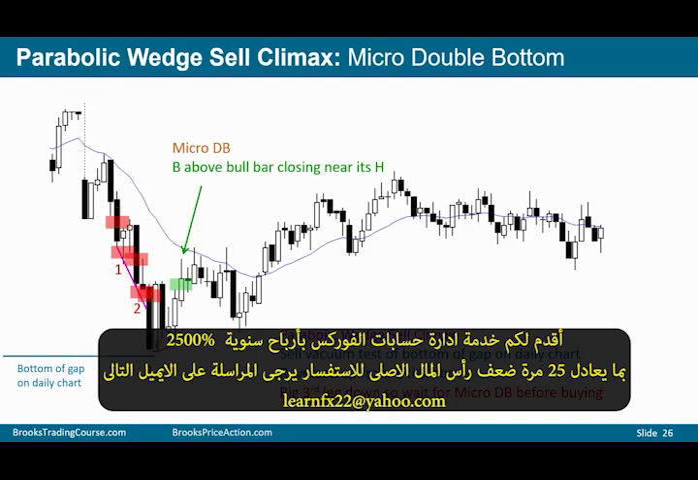A parabolic wedge sell climax testing important support, and now we have a micro double bottom with two pretty good bull bars, buy and a stop above the bull bar.